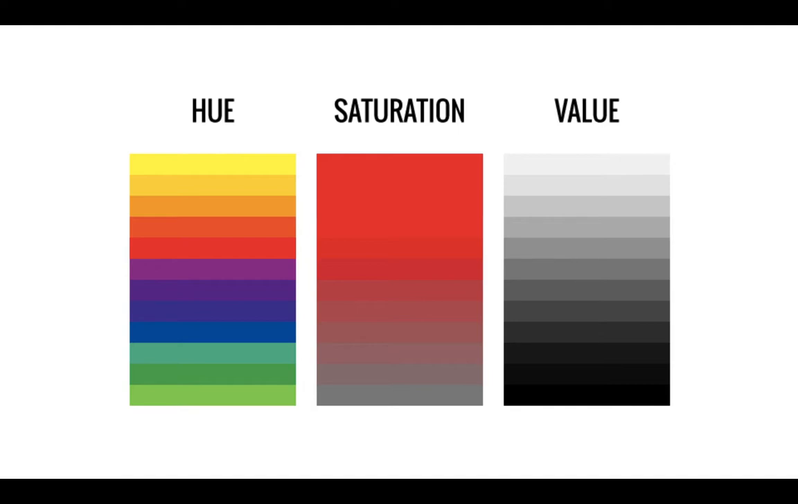Saturation refers to the intensity or brilliance of a color. Neon pink would be very saturated compared to beige or khaki. And hues refer to the color names themselves. Yellow, red, pink, green, purple. These are all examples of color hues.